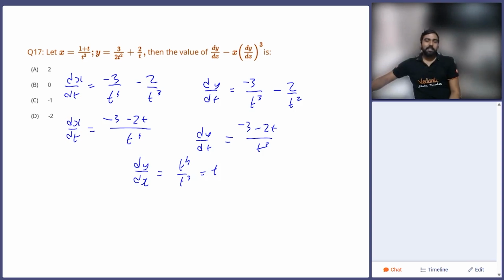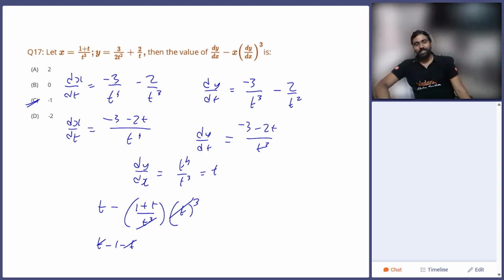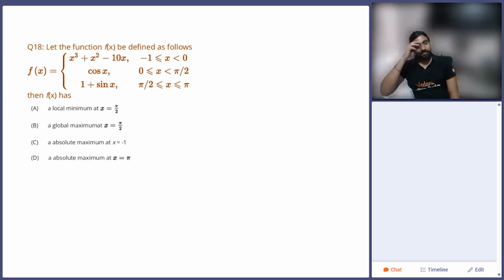So that means you have the expression t minus x. What is x? X is 1 plus t upon t cube, into dy by dx cubed, that's t cube. So t cube cancels out. T minus 1 minus t, that's equal to option C, minus 1. That's equal to option C, minus 1 will be the answer for the question. Okay? All of you, hope the idea is clear.